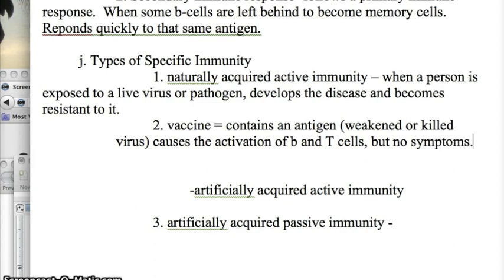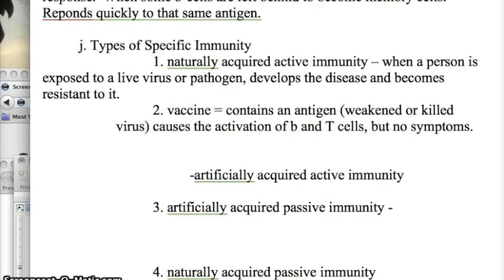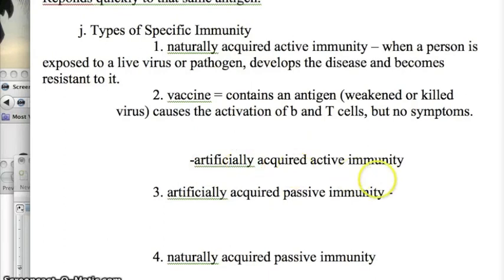Sometimes when you get the flu shot, they'll say that you might feel kind of yucky for a little bit, and so you get that achy feeling. Just as those T cells and B cells are activated, sometimes they trigger some of the things that make you feel sick, but usually not the big full-blown illness. So that creates artificial, you've been injected, active immunity. It's active because your body's creating the cells to attack.